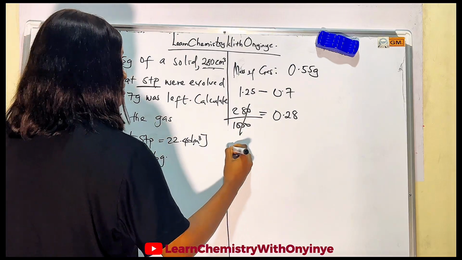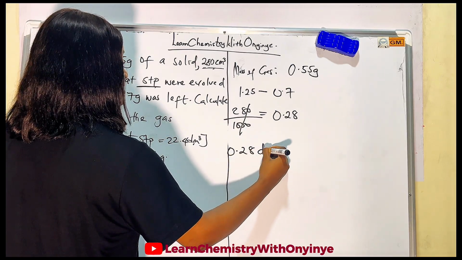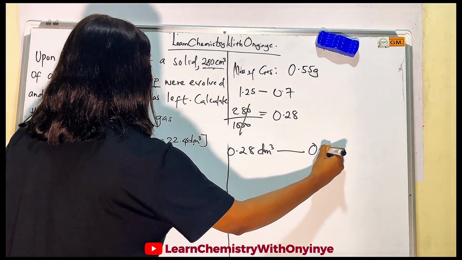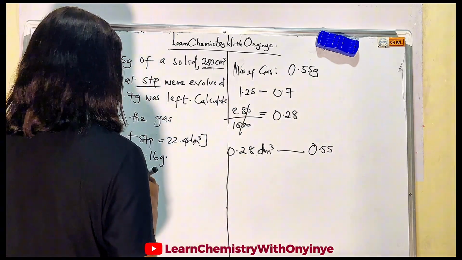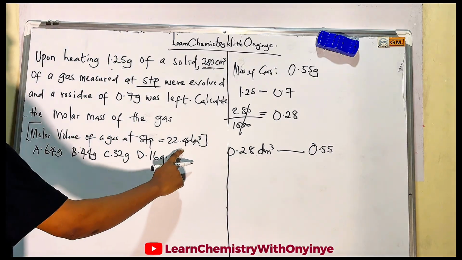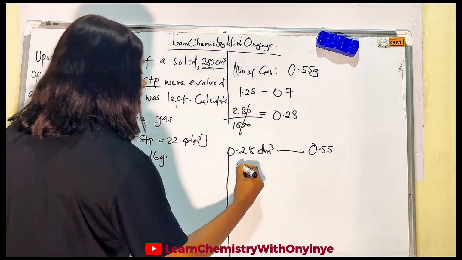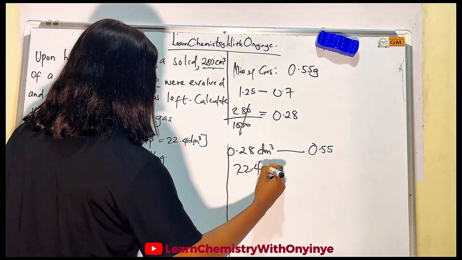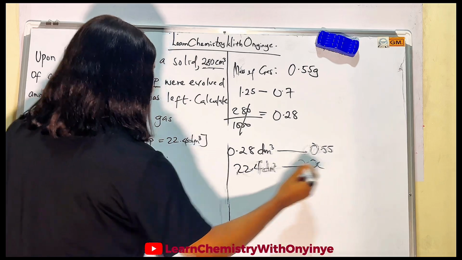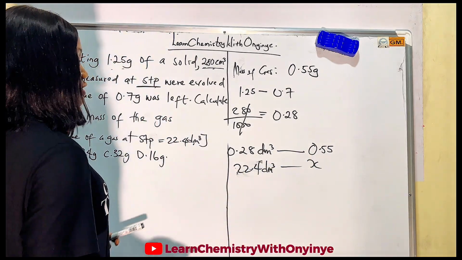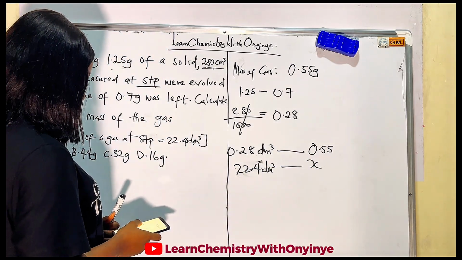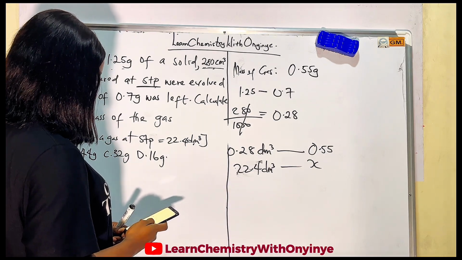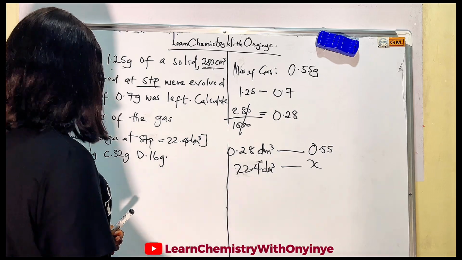So 0.28 dm cube volume gave off 0.55 gram mass of gas. Now, what will 22.4 dm cube of volume give off? So let's see: 22.4 times 0.55 divided by 0.28 gives 44.